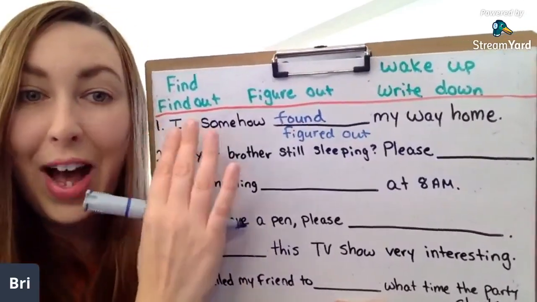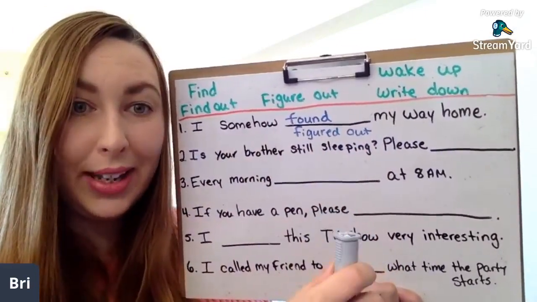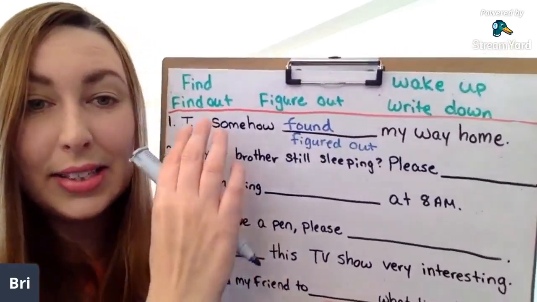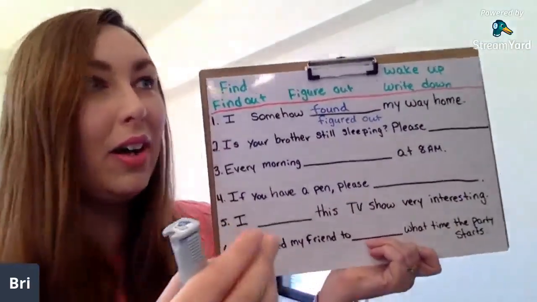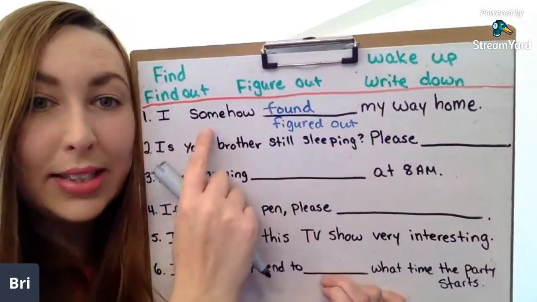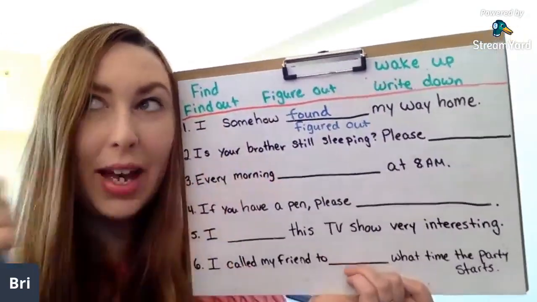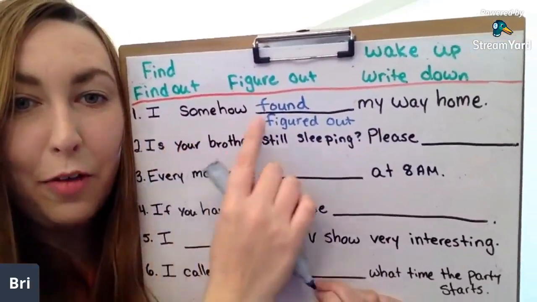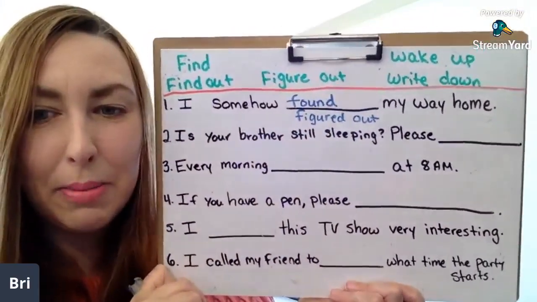I wouldn't say find out because find out sounds like you were able to get the information where your house is from someone. Okay. So I somehow found my way home. So I'm just walking. Oh, I found my home. Oh my gosh. I somehow found my way home, or I somehow figured out my way home. So thinking, oh, if I go this way, if I go that way, okay, I got it. So both of these could be correct. Okay, a little bit of a different meanings.